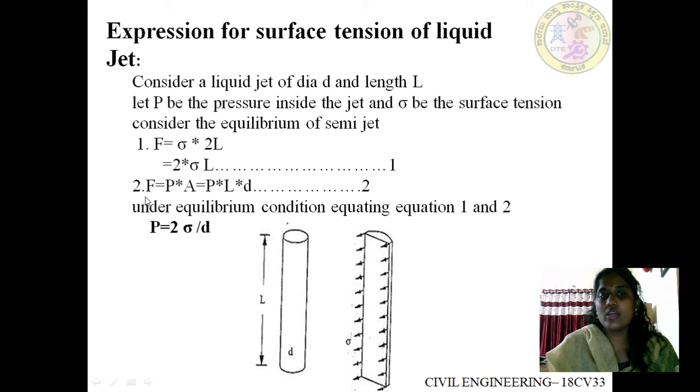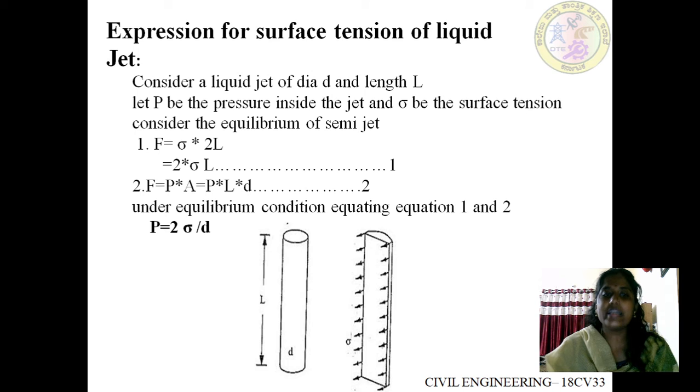The second one is the pressure inside the semi jet, or liquid jet. We take it as pressure into area. Since we have considered it as a rectangle, the area is length into width instead of diameter, so I have taken it as L into D. Again under equilibrium condition, if you equate equation 1 and 2, you will arrive at the expression for surface tension of the liquid jet as P is equal to 2 sigma divided by D.